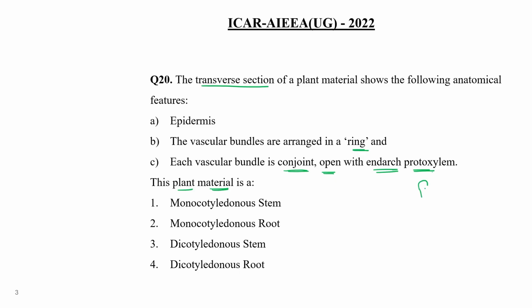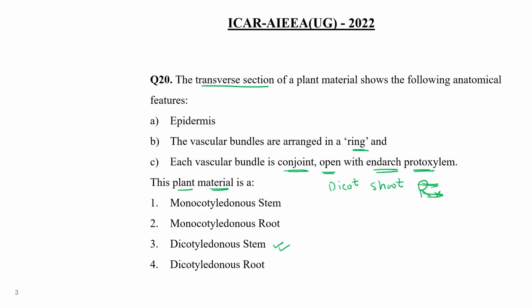Endarch. I told you this term Rx. X means exarch, R for root. So in root, exarch position is there. And here they have mentioned endarch, means the type of plant material is shoot. First of all, open means presence of cambium, means they have secondary growth property. So obviously secondary growth is a feature of dicot. In monocot, there is no secondary growth. So obviously the plant material is dicot stem or dicot shoot.